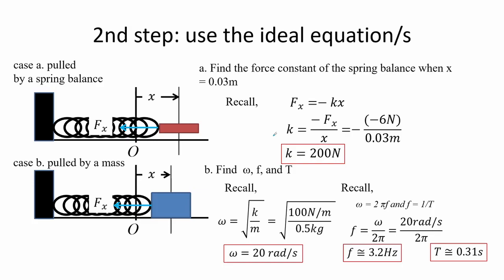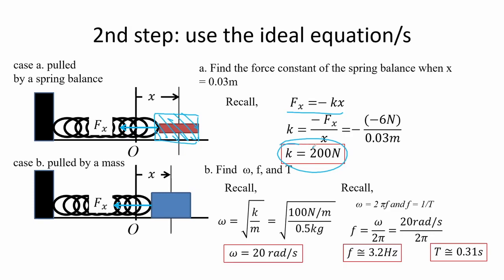The second step is to use the ideal equations. For letter A, we recall the expression for the restoring force, which is just force equals negative spring constant times displacement. We then substitute the known values: the force F equals -6 newtons and positive x equals 0.03 meters. The displacement x and F have opposite signs as mentioned earlier. Then we get a value of the spring constant of 200 newtons per meter.